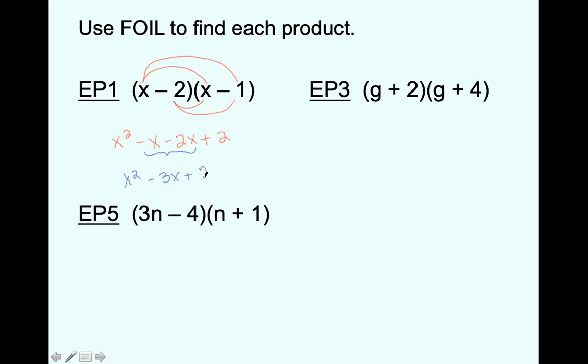All right, let's try extra practice problem number 3. All right, again, first, we do our g times our g. G times g is g squared.